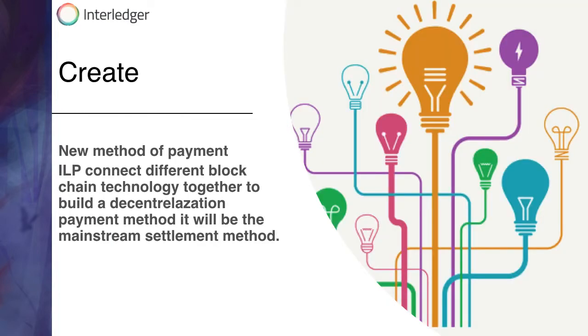Create a new method of payment. As I mentioned in the first picture, the Interledger protocol will be the new method of payment because there will no longer be a centralized, controlled payment center. It will be going into decentralization. The ILP connects different blockchain technologies together to build a decentralized payment method, and it will become the mainstream settlement method.